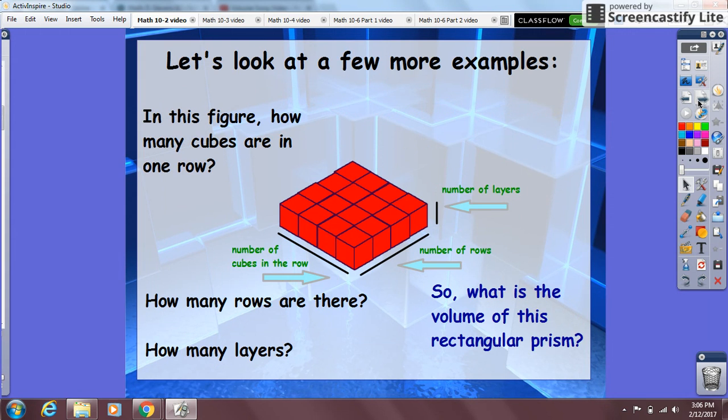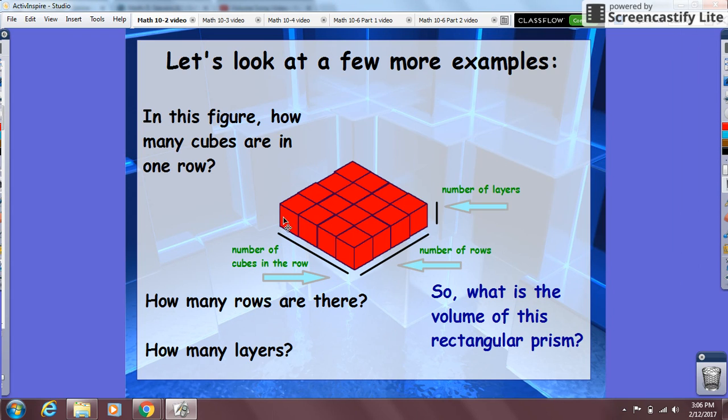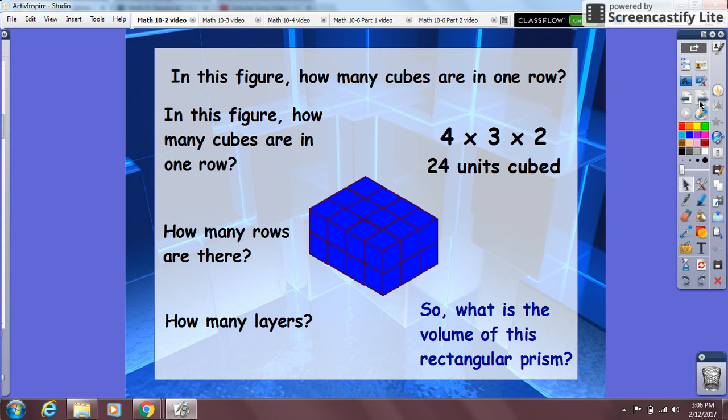Okay, so moving on, let's look at this example. If we count the number of cubes in a row, we have 1, 2, 3, 4. And our number of rows are 1, 2, 3, 4. And then we have 1 layer. So if we multiplied those together, 4 times 4 times 1, we would get 16 units cubed, or 16 cubic units for our volume.